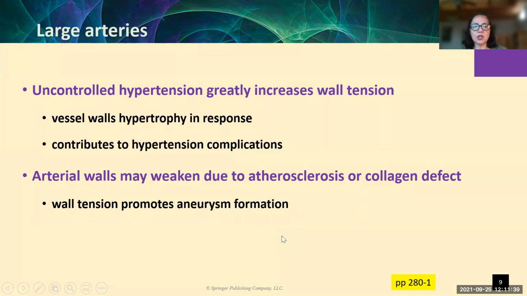Let's talk some more about large arteries, problems that we see here. Uncontrolled hypertension greatly increases the wall tension. We just said that the middle layer is smooth muscle. We end up getting hypertrophy in response. It's a muscle, like any muscle. You exercise muscles, they get bigger. We get hypertrophy. The individual cells get bigger. We may even see some hyperplasia. You may get some more cells. That just makes the blood vessels thicker. It actually contributes to the hypertension complications.